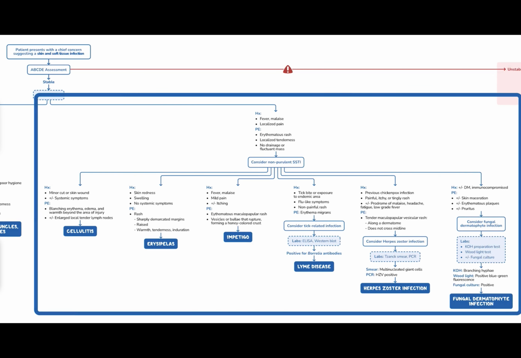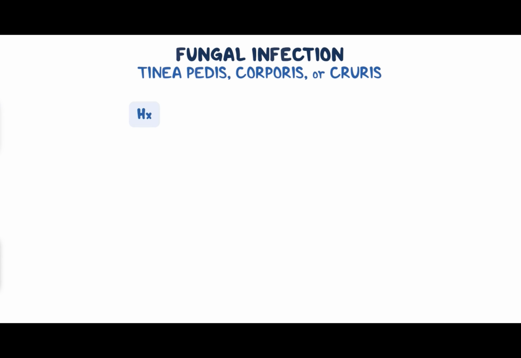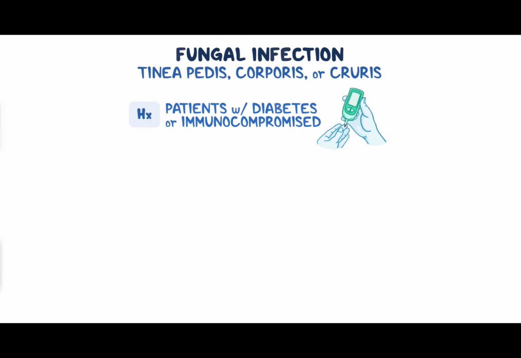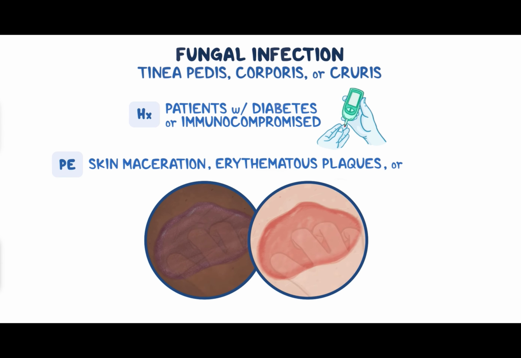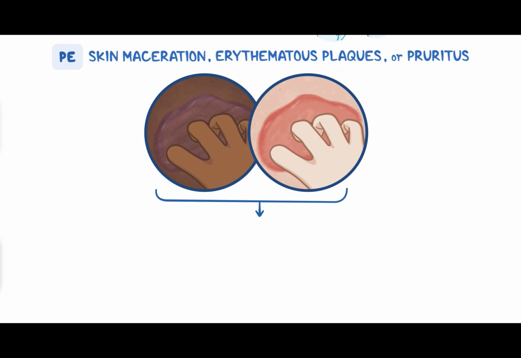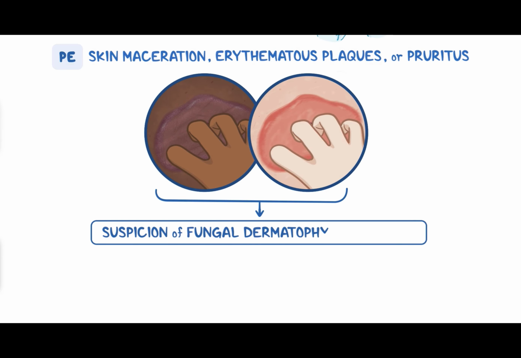Finally, let's talk about fungal infections like Tinea pedis, corporis, or cruris. These typically occur in patients with diabetes or those who are immunocompromised. On exam, you might see skin maceration, erythematous plaques, or pruritus, which should raise your suspicion of a fungal dermatophyte infection.